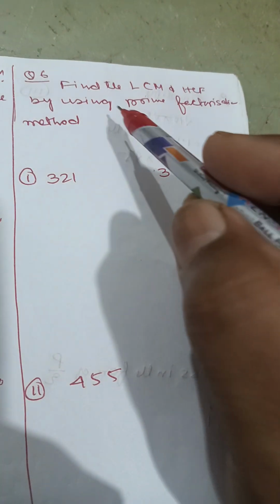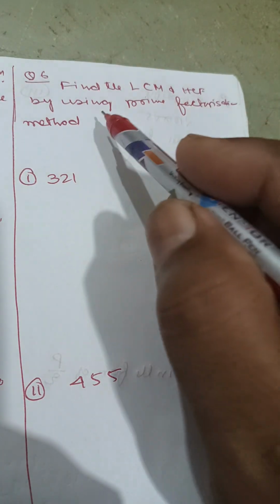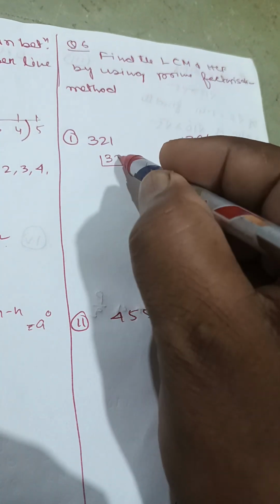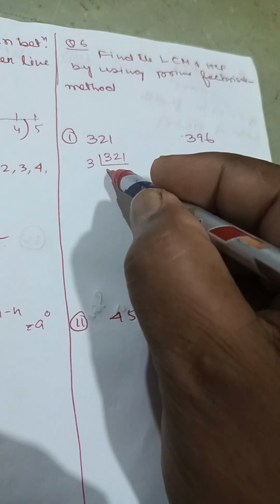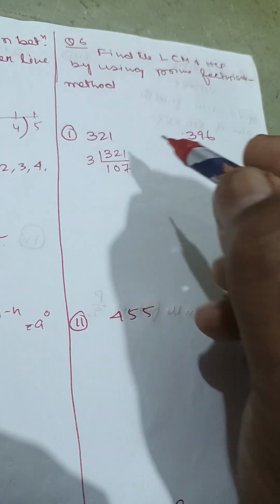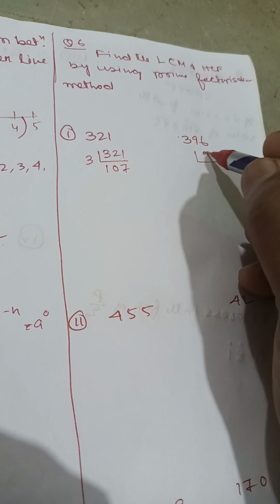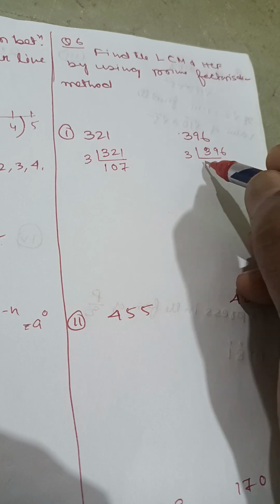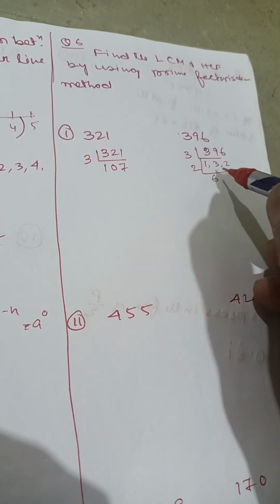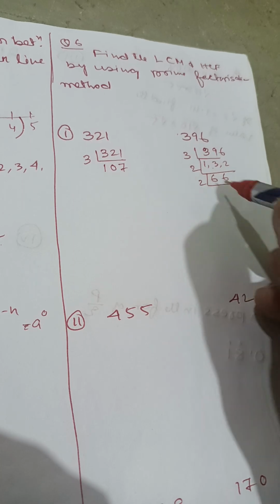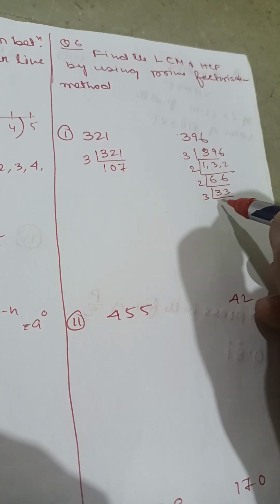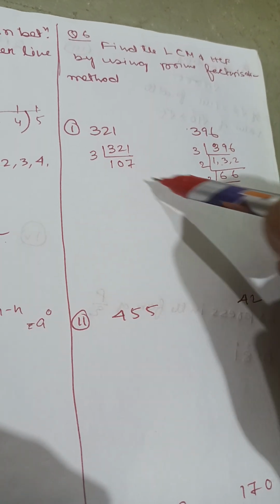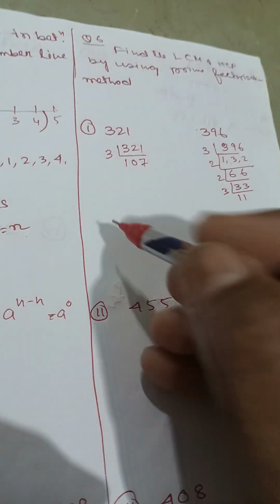Here you see, question 6 is given: find the LCM and HCF by using the prime factorization method. So prime factorization means you divide by the smallest prime number. 3 1 is 3, 0 and 7. And 396 can be written as 396, 3 1 times, 3 times, 2 times. Again by 2 we can divide it, 2 6 is 12, 2 33. Again by 3 we can divide it, 3 into 11. Is it divisible? No, it is a prime number, so it cannot be divided by any other number.